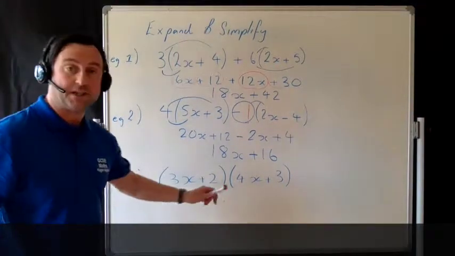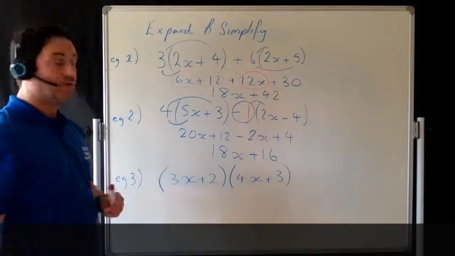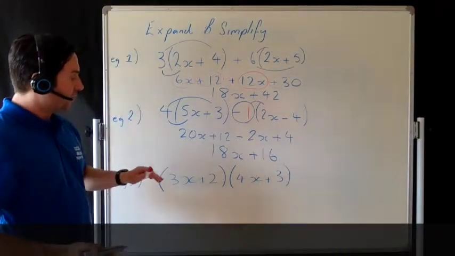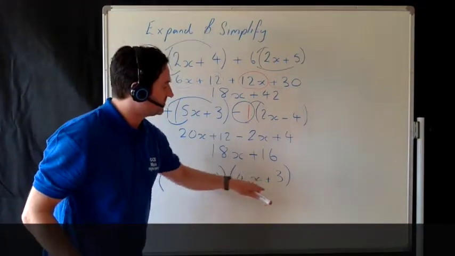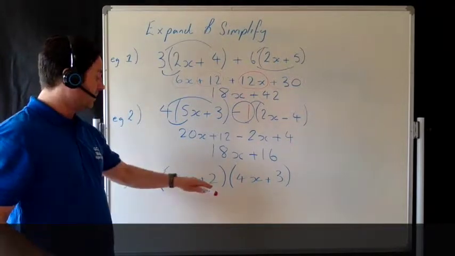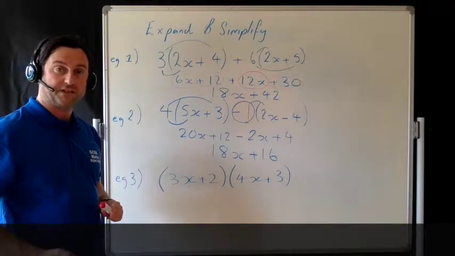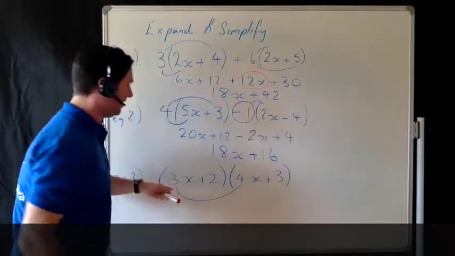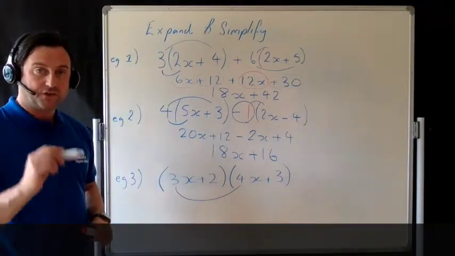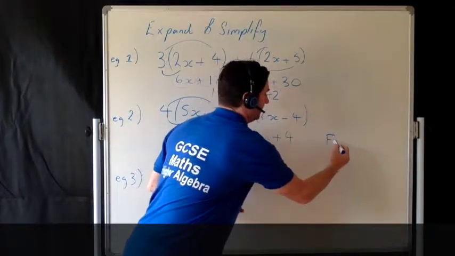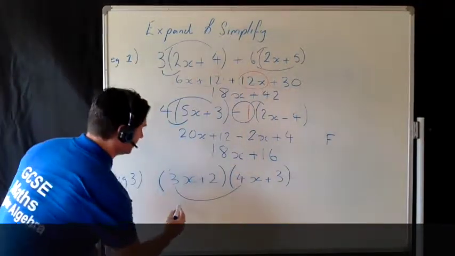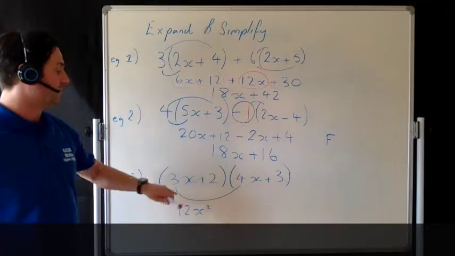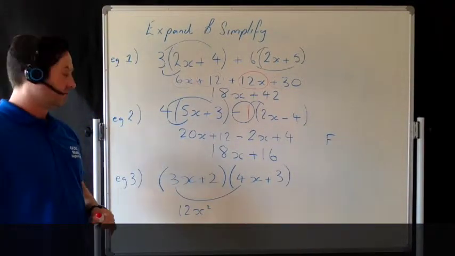Final one we've got here is a double bracket. So we're going to use the FOIL method for that. FOIL method works as follows. Basically we need to multiply both terms in the second set of brackets by both terms in the first set of brackets. And we do it in this order. 3x times 4x first. 3x times 4x gives me 12x squared, because if you remember x times x gives me an x squared.